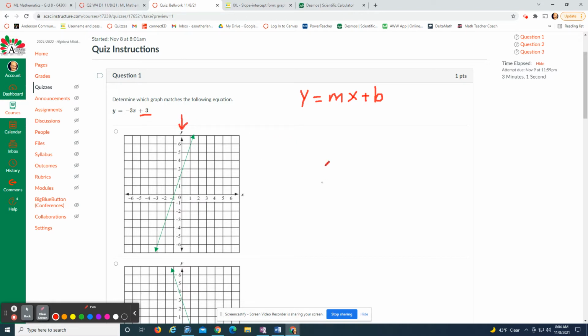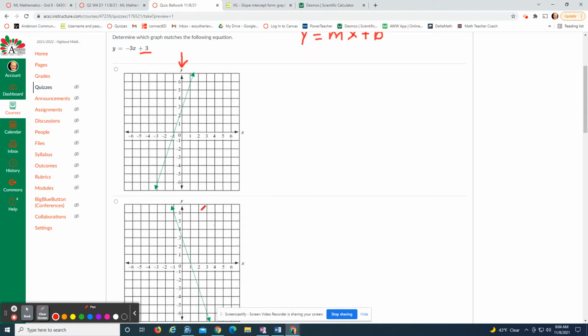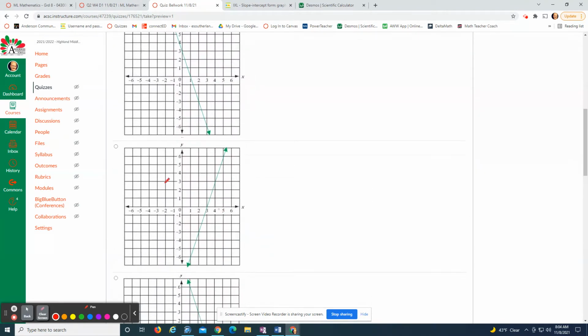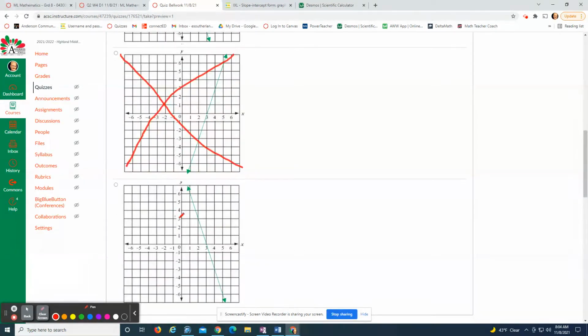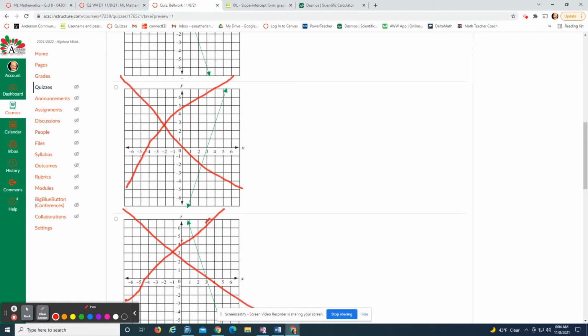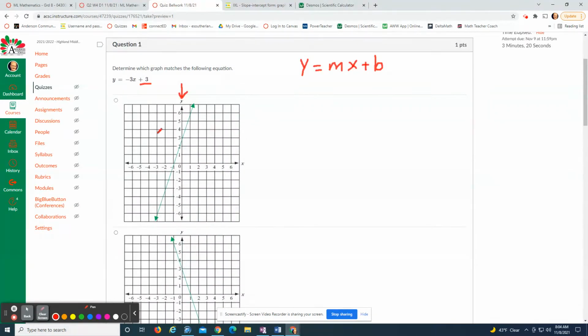So this is a possibility. This is a possibility. This is not. This cannot be an answer because it does not cross at plus 3. See, plus 3 is right here. See how the line doesn't cross there? So these two cannot be it. So it has to be one of the top two. That 3 is the B.